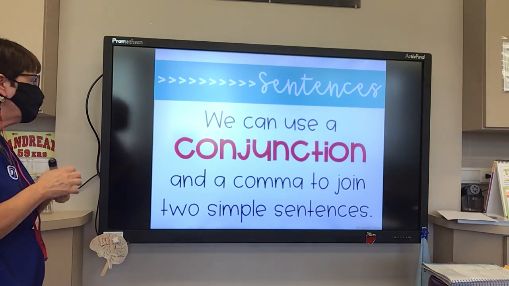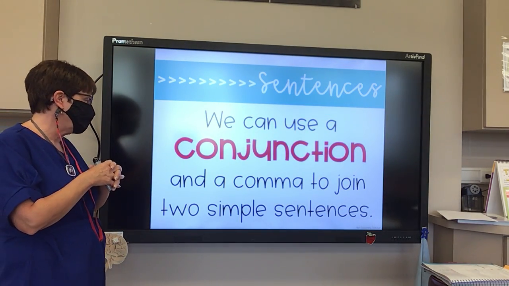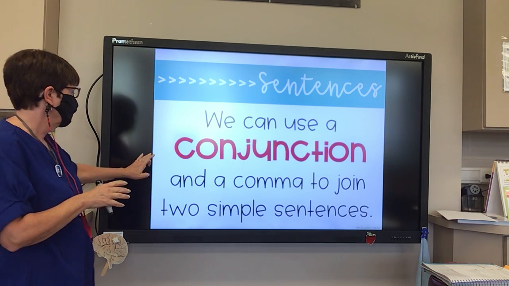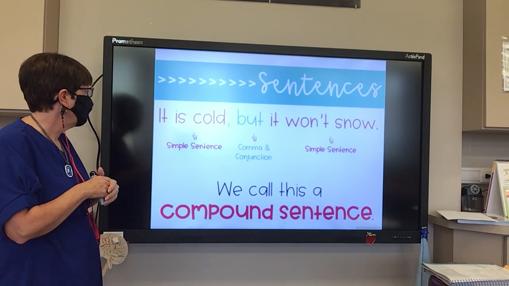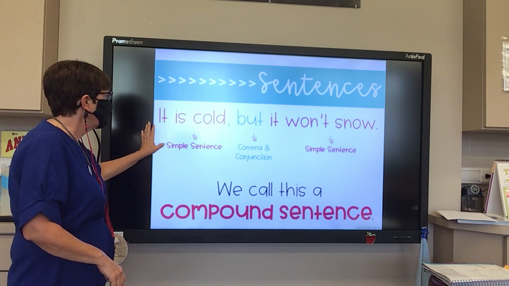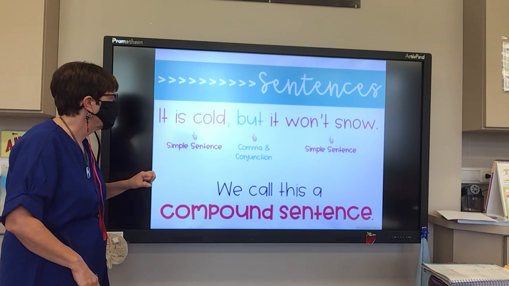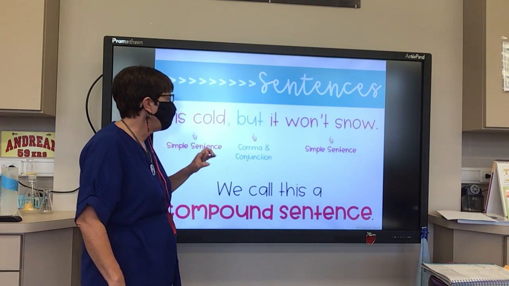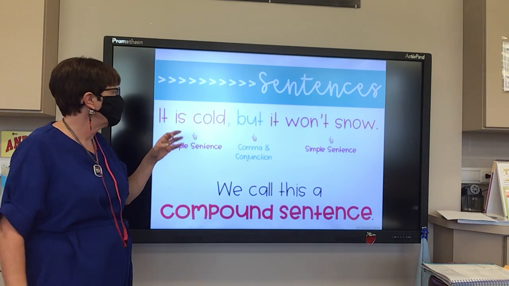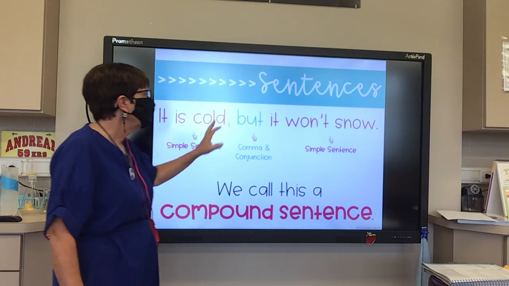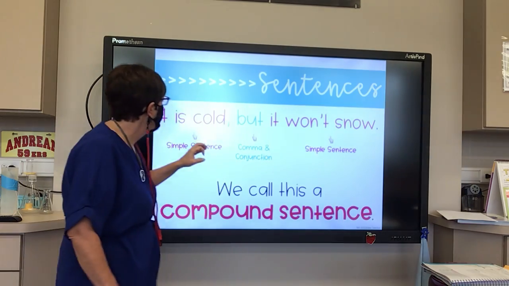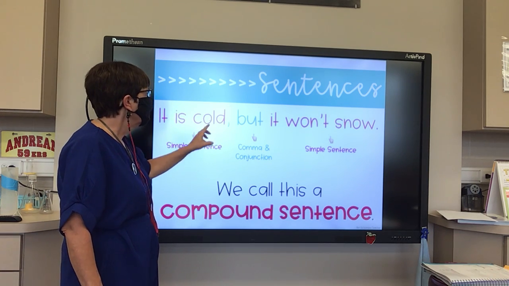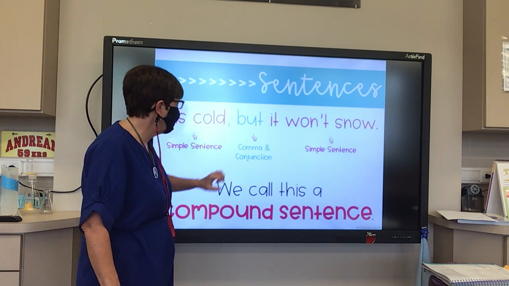Now, we can use a conjunction and a comma to join two simple sentences. It is cold, that is a simple sentence, comma, but it won't snow. So we join two simple sentences. It is cold, it won't snow, comma. We join them with the word but. So that is a comma and a conjunction.